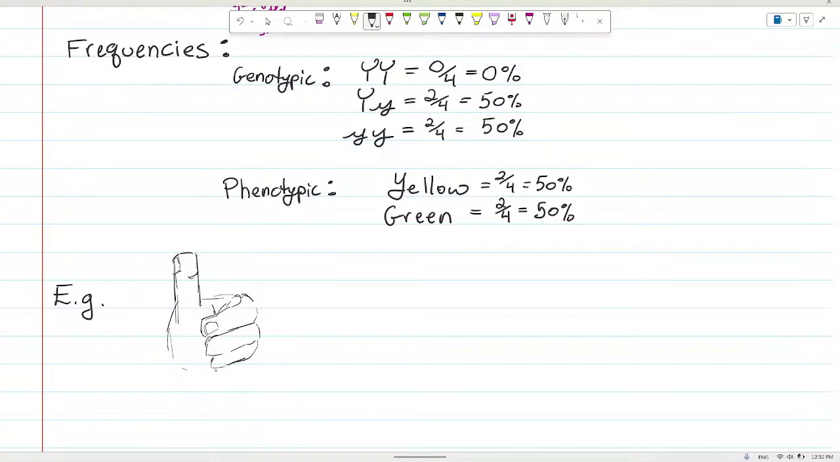Anyway, so that is actually a trait that is controlled basically by one gene, more or less by one gene. And nicely, it has a dominant trait and a recessive trait.